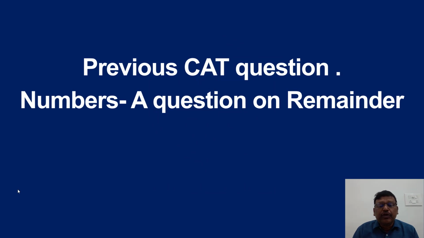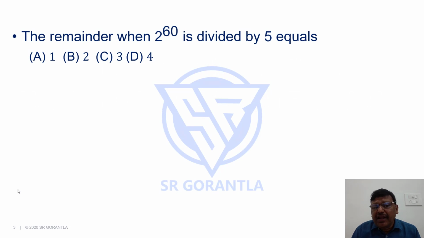In this session, we will look at a previous CAT question on numbers. It's a question on remainder. Here comes the question. The remainder when 2 power 60 is divided by 5 equals to. Can you please try this first and then continue watching this video?